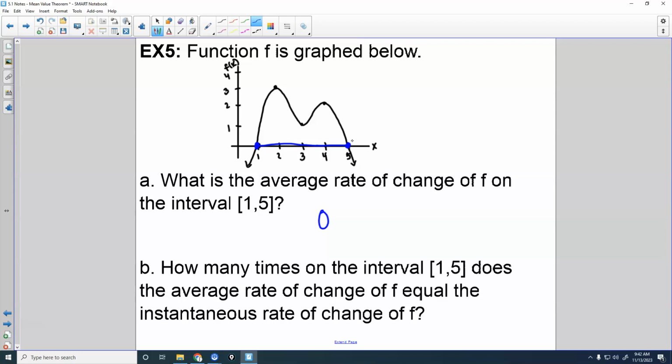So it says, then how many times on the interval from 1 to 5 does the average rate of change of f equal the instantaneous rate of change of f? That's asking mean value theorem, because average rate of change equal to instantaneous rate of change is mean value theorem. But it doesn't say mean value theorem. How many times does that happen? 3. Where does that happen at? Good. All of your horizontal tangents will happen at maximum and minimum points, right? So right here, and right here. It doesn't ask where. It just asks how many times. So you would just say 3.